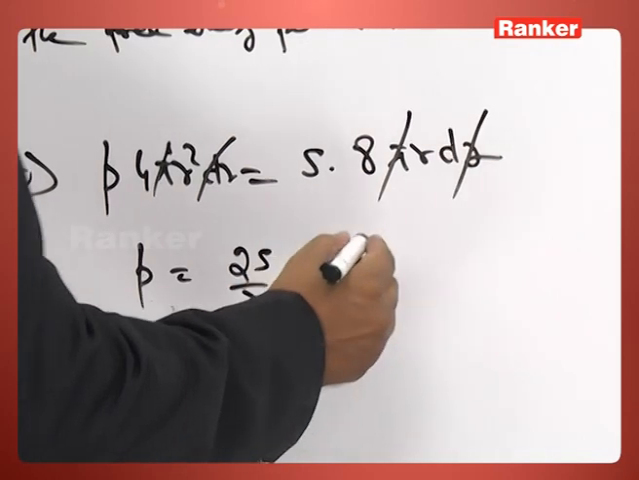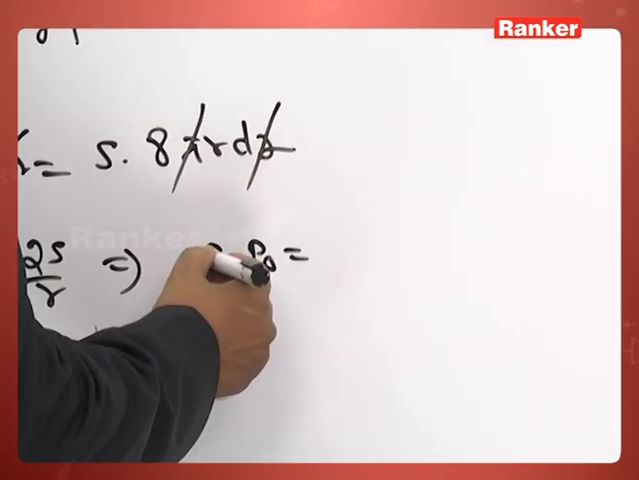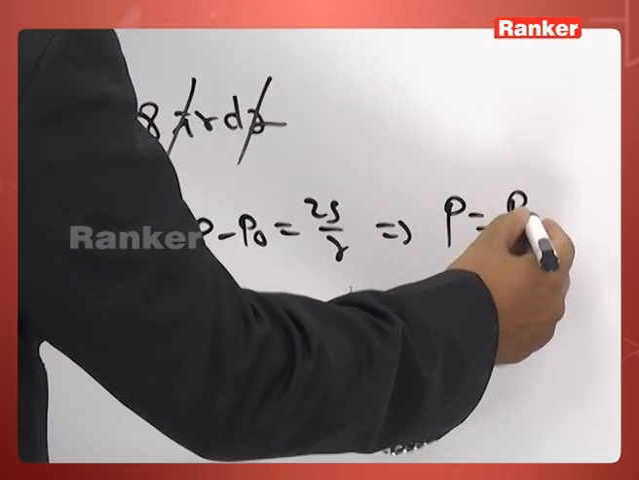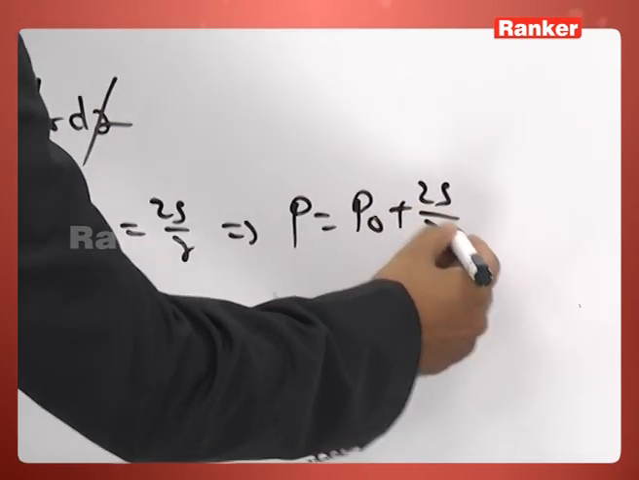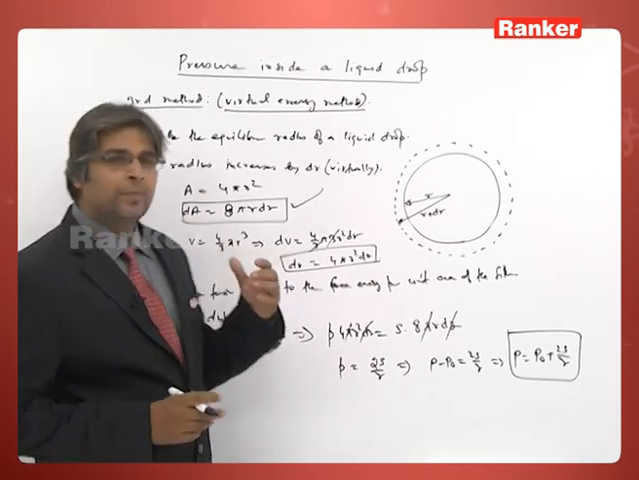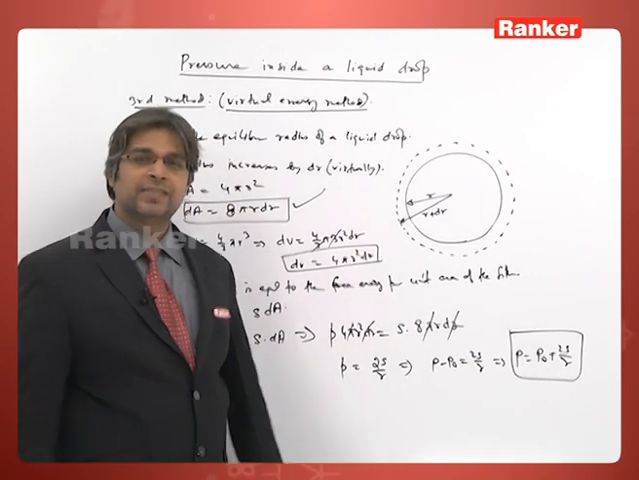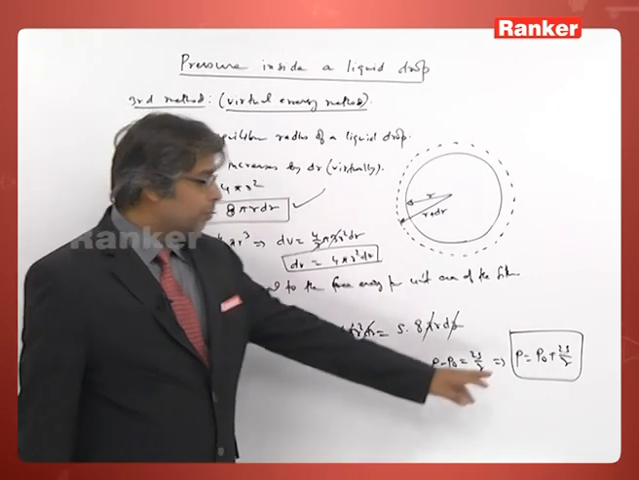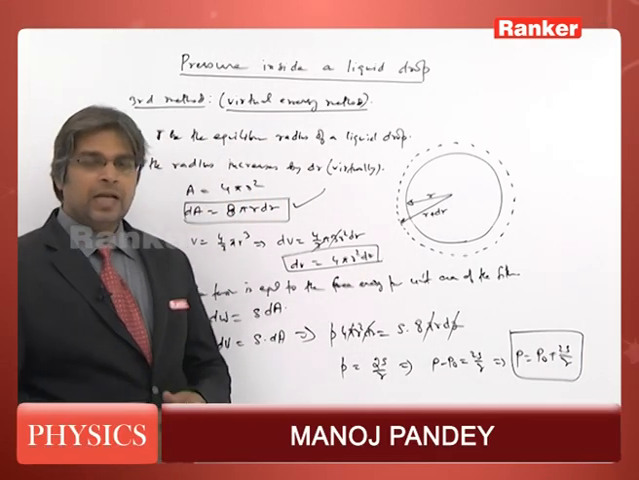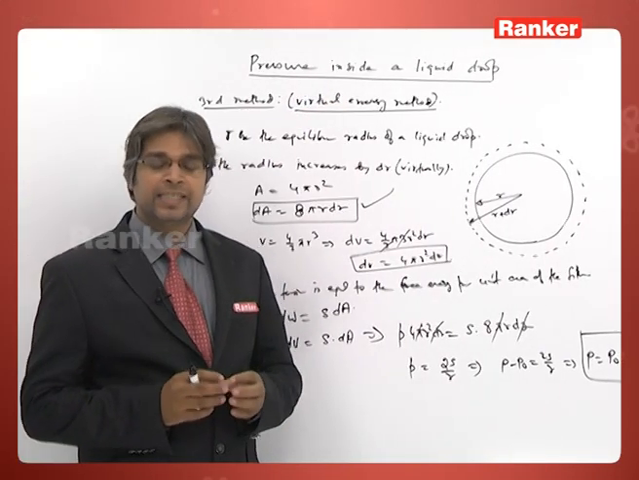Now, the outside pressure is P naught. So, P minus P naught is the excess pressure, which is 2S by R. So, P inside is P naught plus 2S by R. Thus we have seen that by 3 different techniques we have arrived at the same result, that the pressure inside a liquid drop is more than the outside pressure by 2S by R. Now, let us see the pressure inside a bubble.